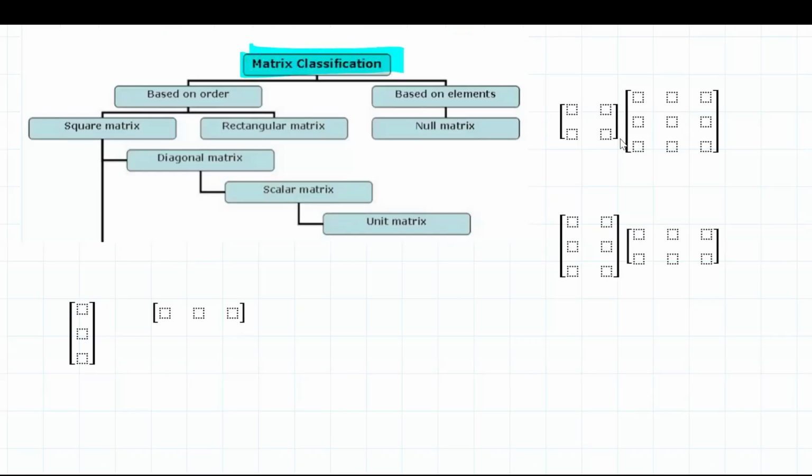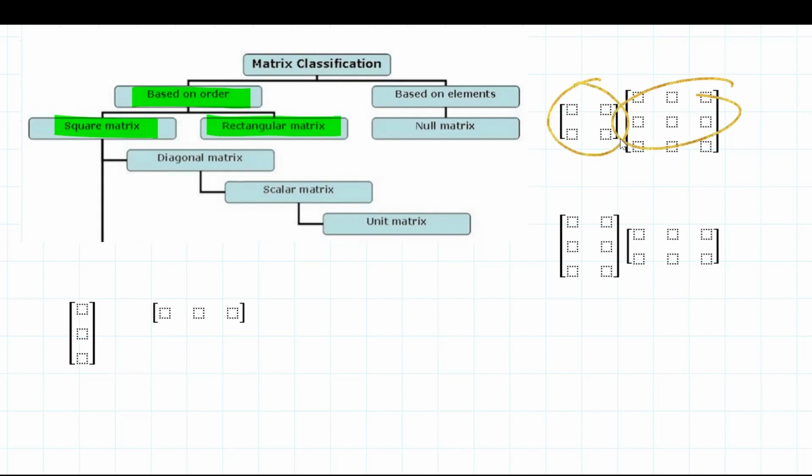In this video, we are going to do classification of matrices. Now, first, based on the order, we can have a square matrix or a rectangular matrix. Well, it is easy to identify what is a square matrix. As you can see here, I've taken two square matrices, right?